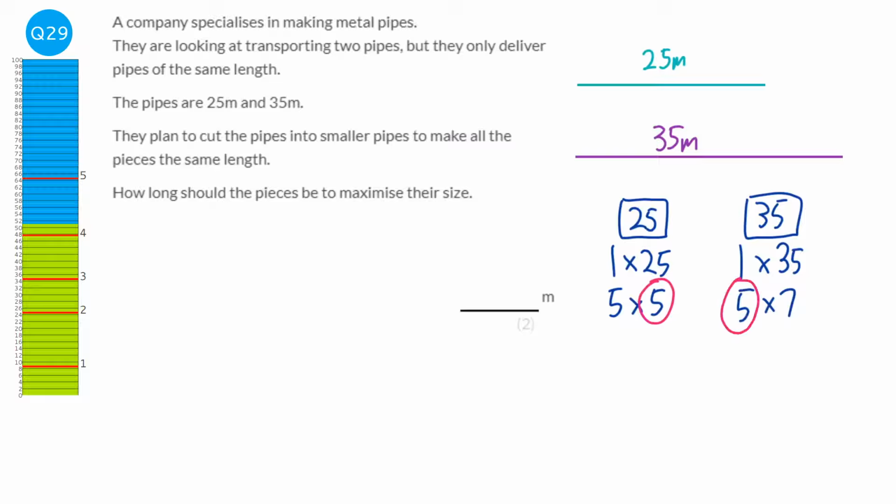So what we can do is cut all of these pipes into 5-meter pipes. So 1, 2, 3, 4, not to scale, and then 7 of these. So 1, 2, 3, 4, 5, 6, 7, so there's 7 in total. Each of these are 5 meters long, and there's no wastage. That's the longest we can make the pipes for there to be no wastage at all. So my answer is 5 meters.